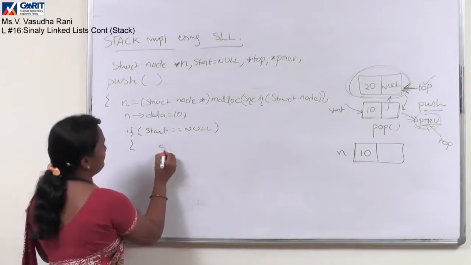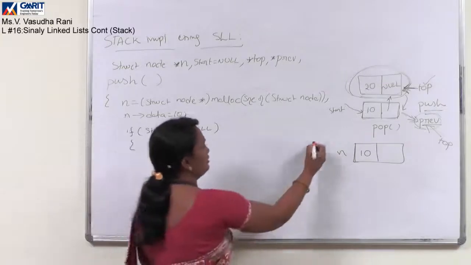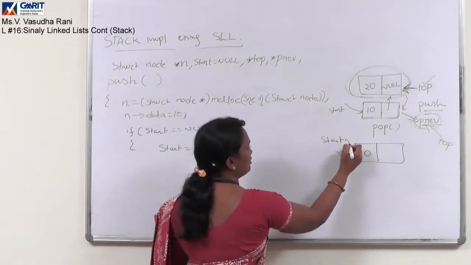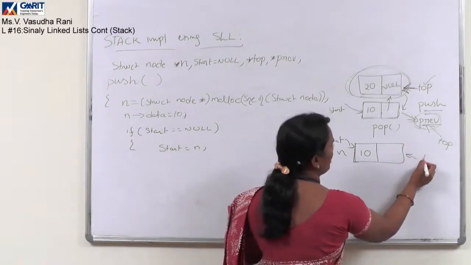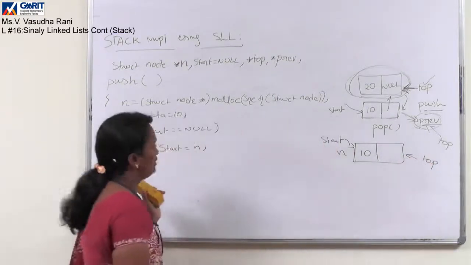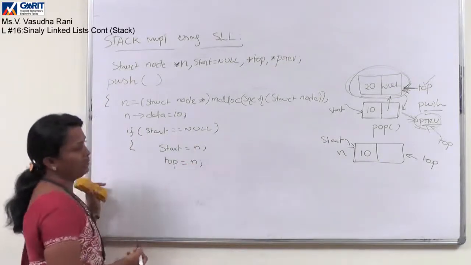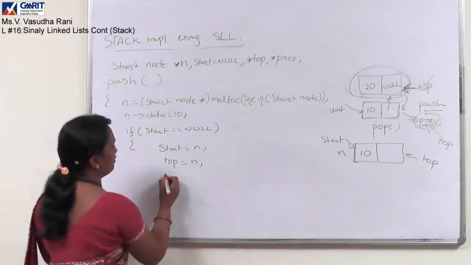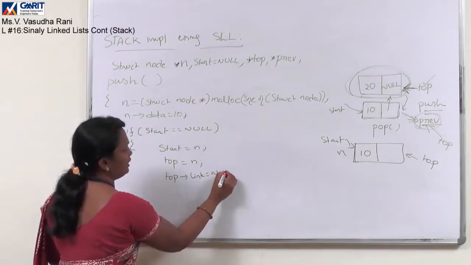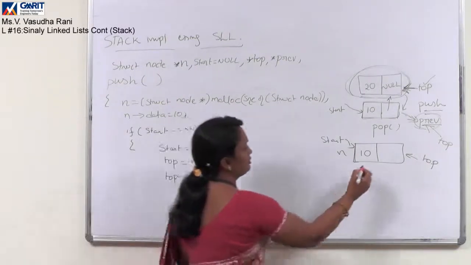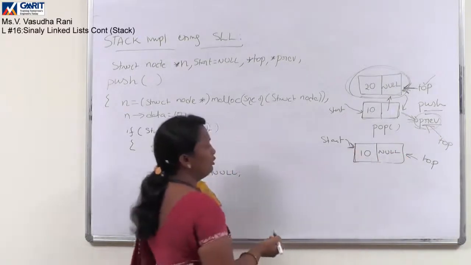So we have to make start equal to n. Simply, for our start pointer we can assign n, and this node only has to become the top referred node. So your top is also assigned with n, then your top link should be null. So this will be your null value.